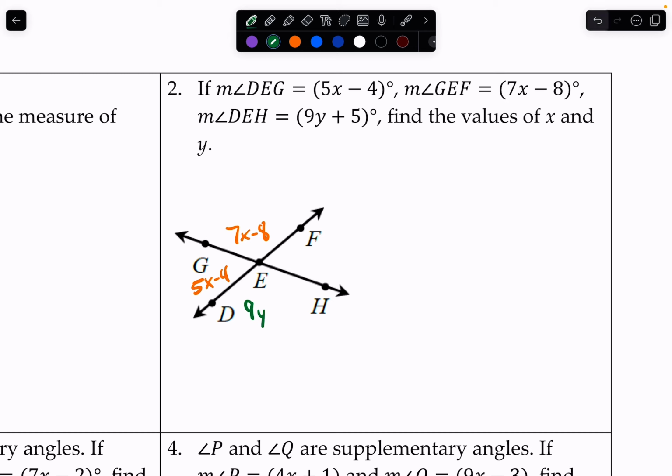So what's interesting here is that that one has a y in it, and the other two have x's. So we've got to find two different variables here. Either find x first or find y first. We're actually going to find x first because these two angles are supplementary. They are part of a linear pair. I have an angle over here, it's a little smaller. I have an angle here, it's a little bigger. They are separated by one line, and together, these two angles form a 180-degree angle. They are a straight line.